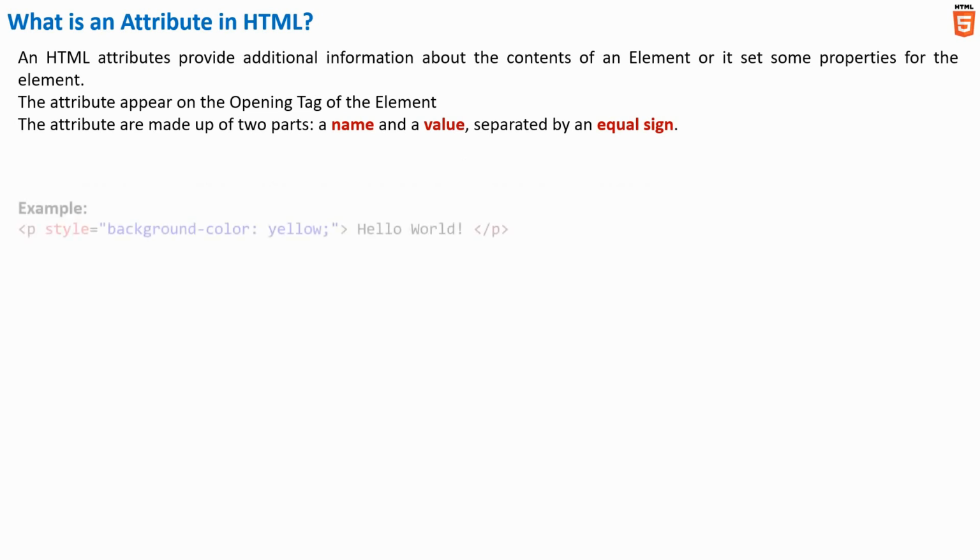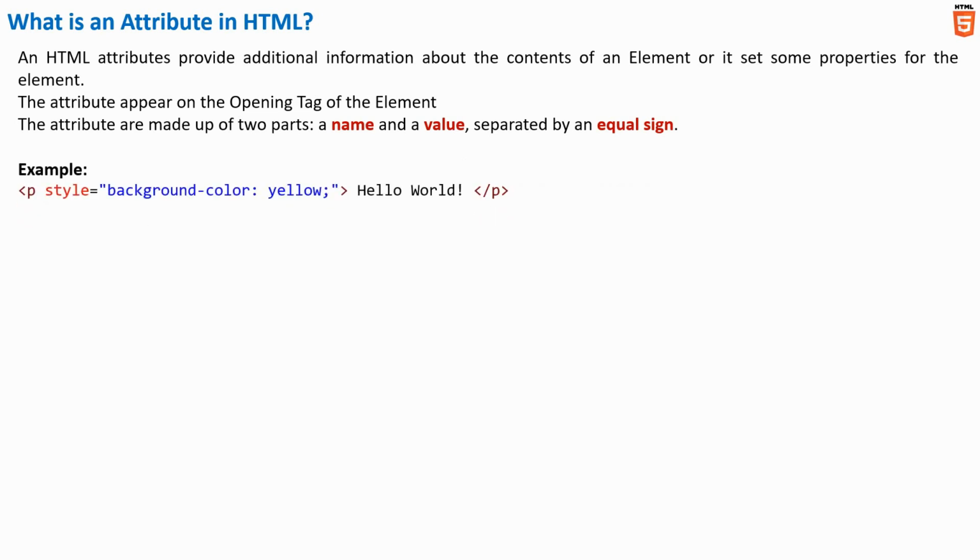Now let me quickly show you a sample code snippet for an attribute. In this sample code snippet, we have a paragraph element with the content as hello world, and we have used the attribute with the name as style, for which the value is background color yellow. Thus when this code runs on the browser, it will set the background color for the paragraph as yellow.